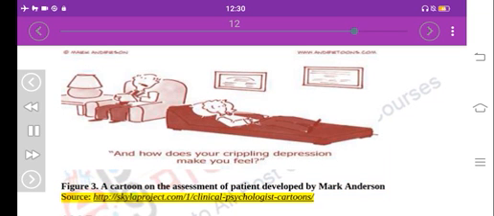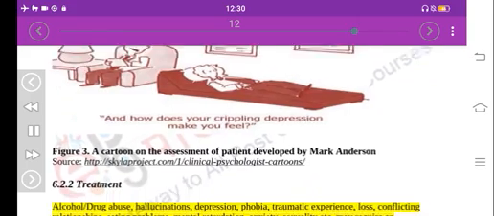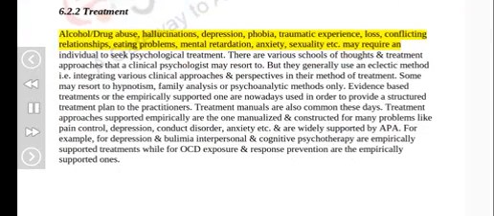Source. 6.2.2 Treatment. Alcohol, drug abuse, hallucinations, depression, phobia, traumatic experience, loss, conflicting relationships, eating problems, mental retardation, anxiety, sexuality, etc. may require an individual to seek psychological treatment. There are various schools of thought and treatment approaches that a clinical psychologist may resort to. But they generally use an eclectic method, i.e. integrating various clinical approaches and perspectives in their method of treatment.